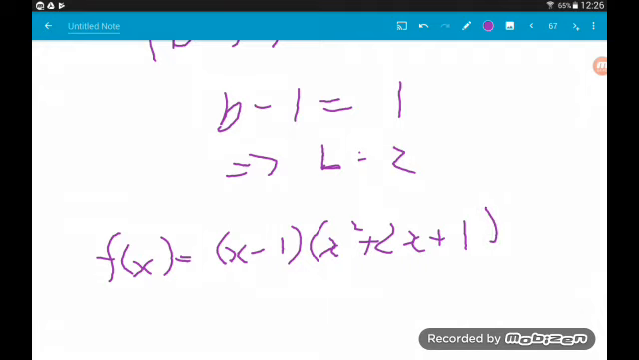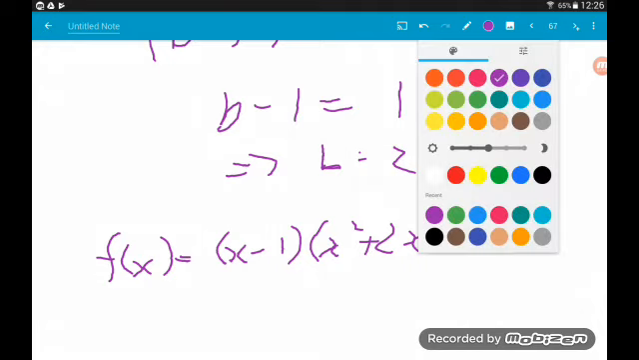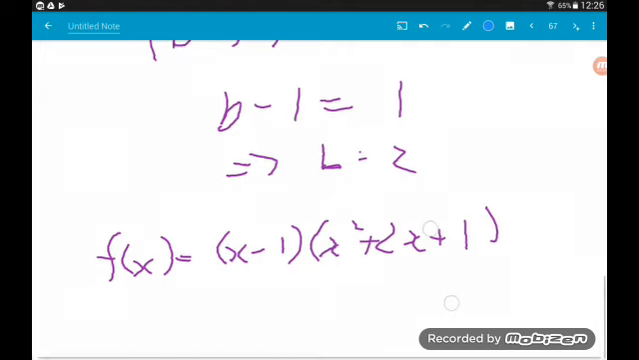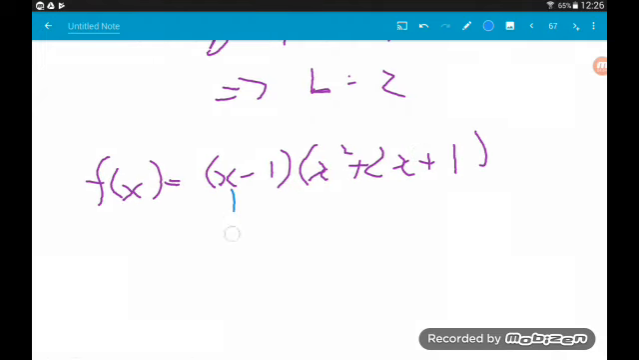So again, let's just make sure you're happy here. This first bracket is a linear factor.